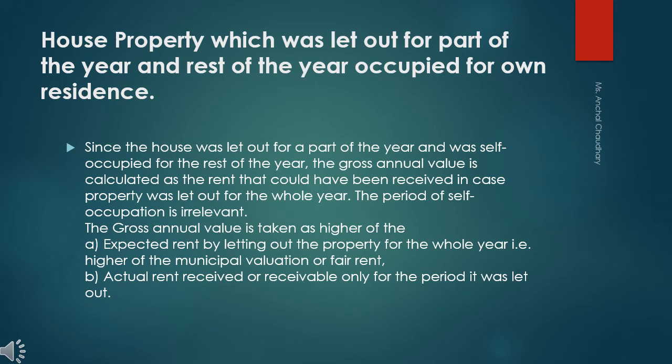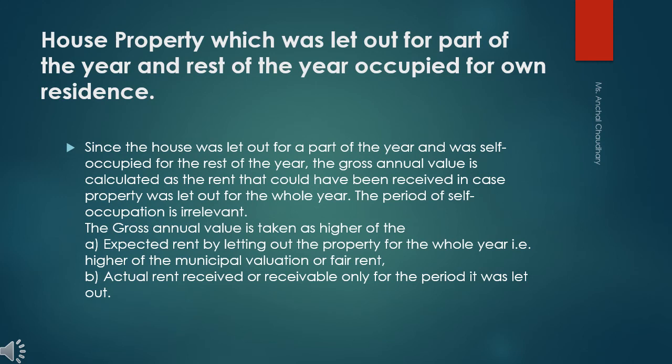Next case is when part of the house property is let out for a particular period of the year, and in the rest of the year it is occupied for own residence. So it's a combination of both: the property was let out for a particular time period, and after that time period the house property is occupied for own residence. So in that case, how will you calculate the gross annual value? Let's have a look at how to calculate the gross annual value.